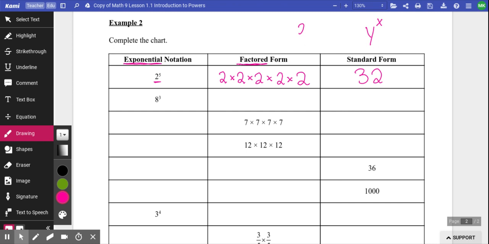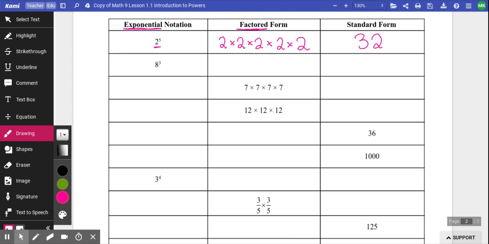Awesome. Let's try the second one. So the second one, they've given us exponential form. They've given us a base of 8, an exponent of 3. In factored form, that means we want to do 8 times 8 times 8. So we want to do it 3 times, right? That's what the exponent is telling us, how many times we're doing something. So for us, it'd be 8 times 8 times 8.